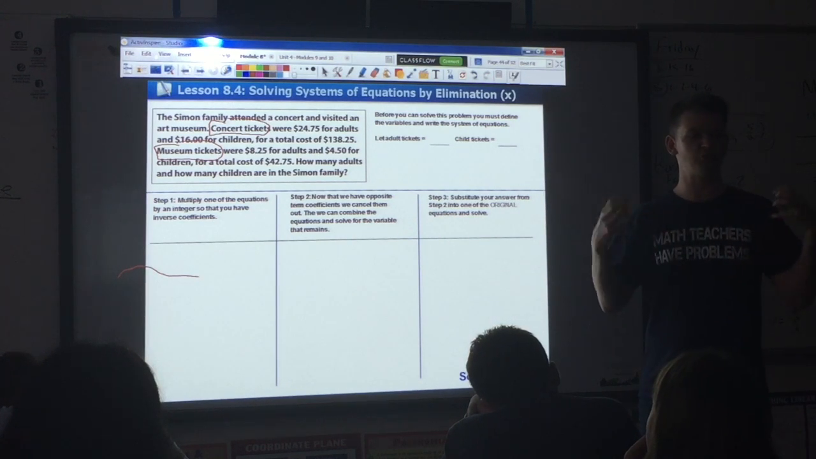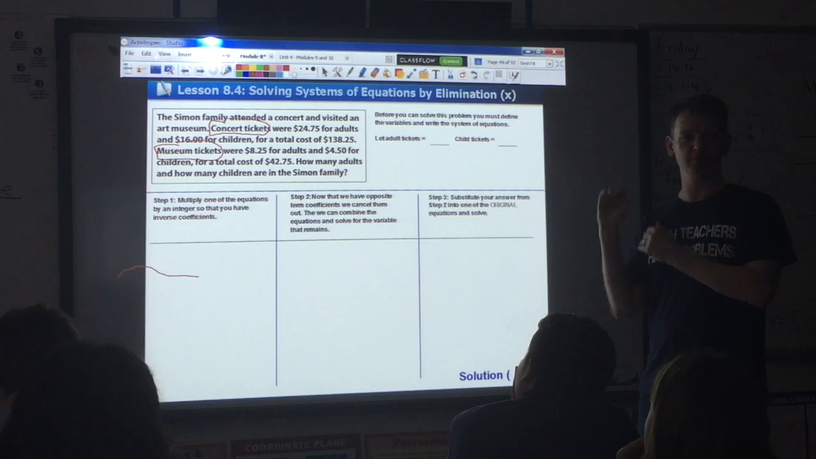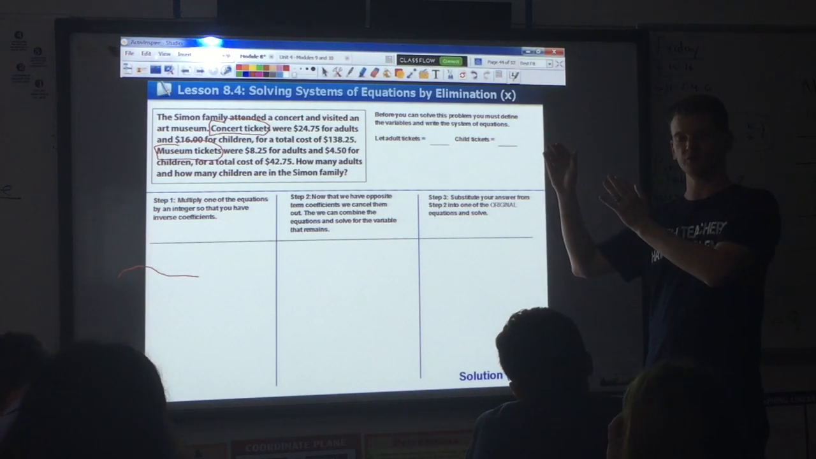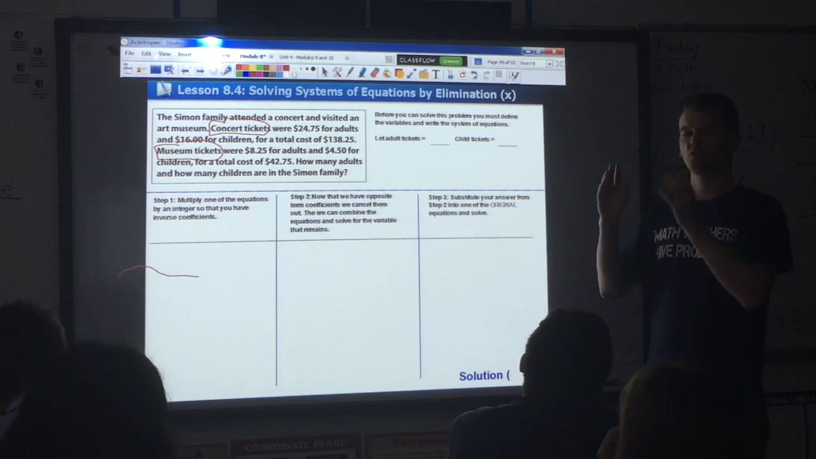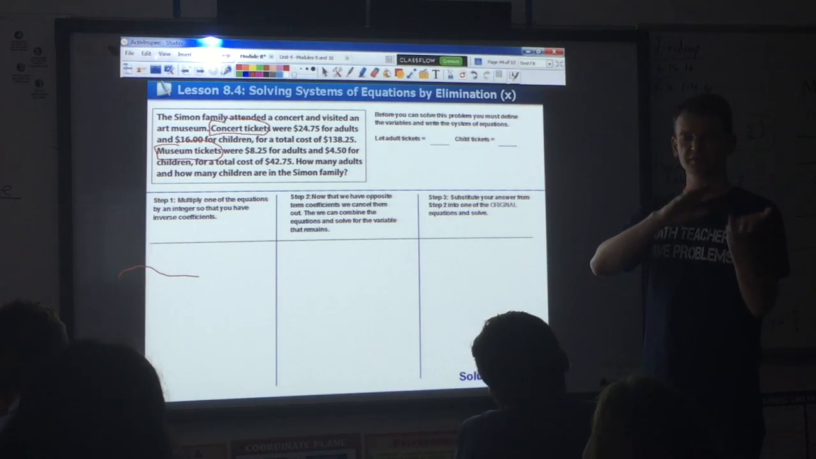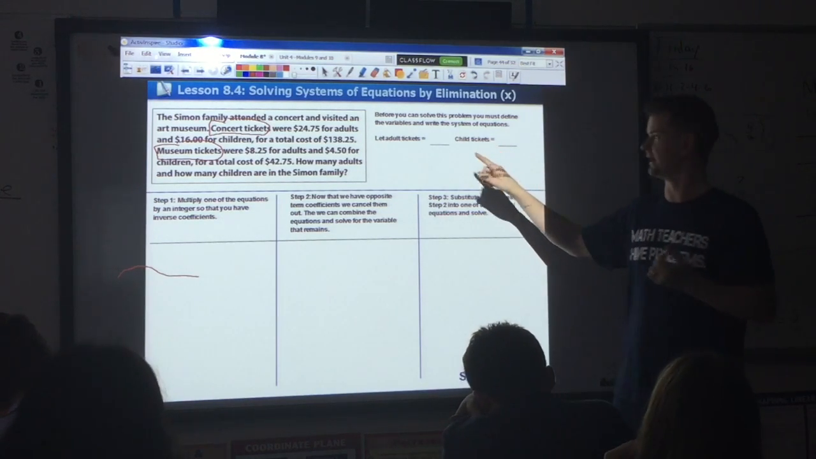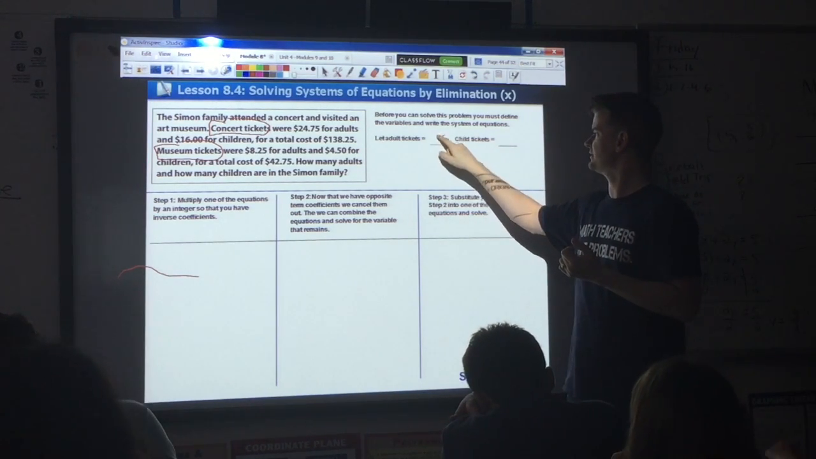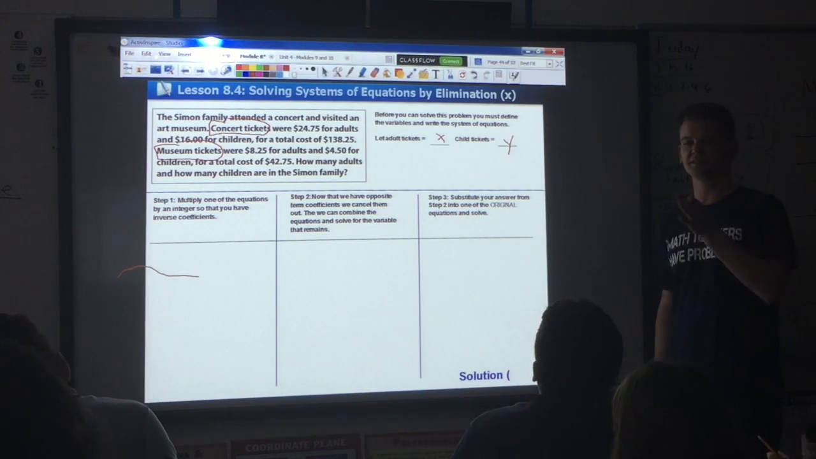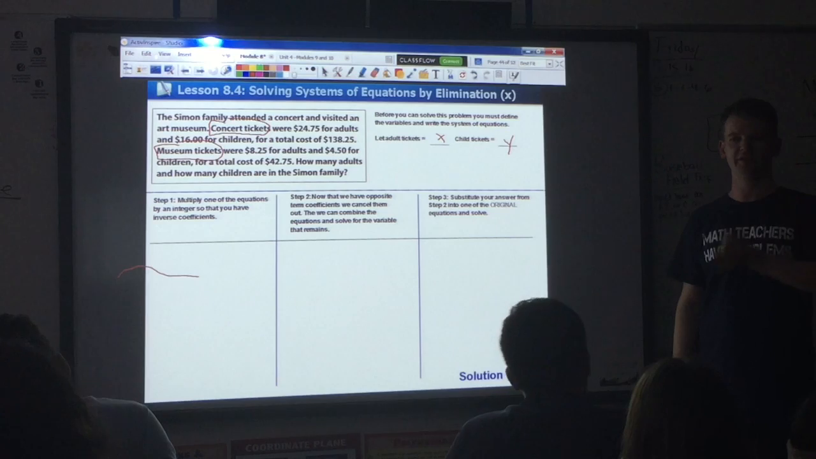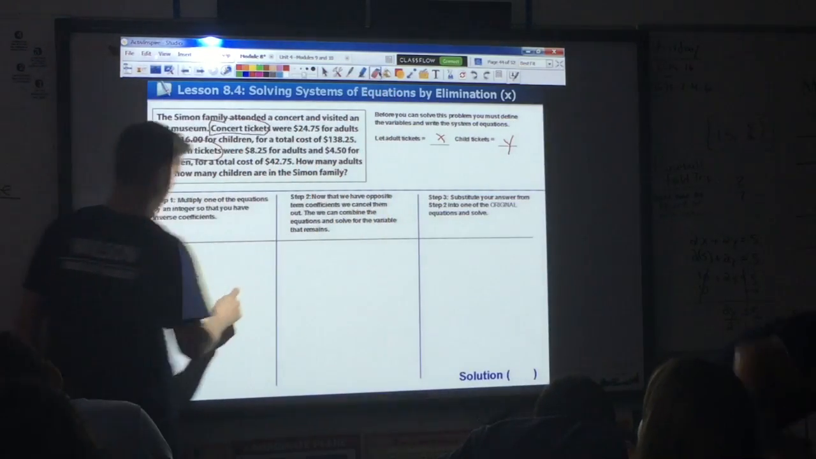The way we do that is we write a system. Looking at the scenario, they went to 2 different places. They bought adult tickets in both places. They bought children's tickets in both places. We can assign variables to adults and variables to children. What do you want to let adults be? X. So adults are going to be X and children will be Y. We will then go in and write a system for each venue, 1 for the concert, 1 for the museum.